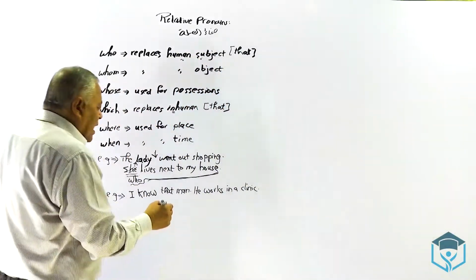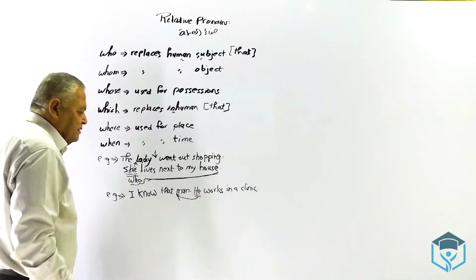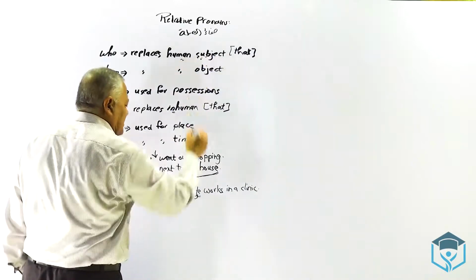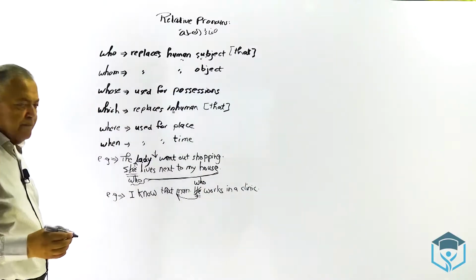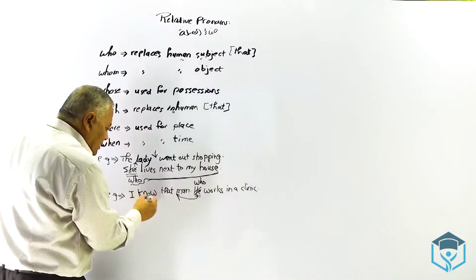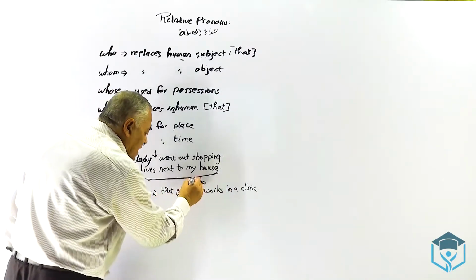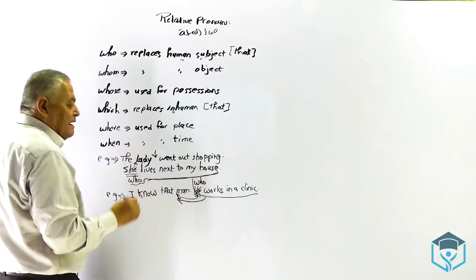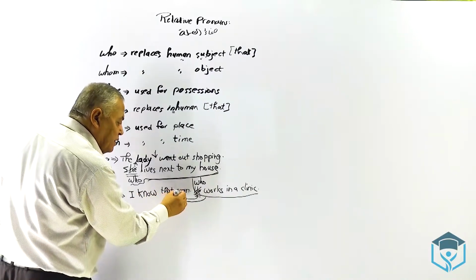The pronoun he in the second sentence refers to that man. And because he comes as a human subject, use who. The sentence becomes, I know that man who works in a clinic. هذه جملة مرتبة تلقائيا. This clause comes next to the noun. دائما شبه جملة الصلة تأتي ملازمة للاسم الذي تعرفه. I know that man. Which man? Who works in a clinic.